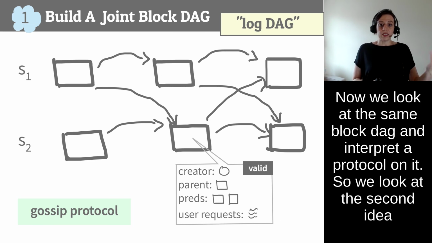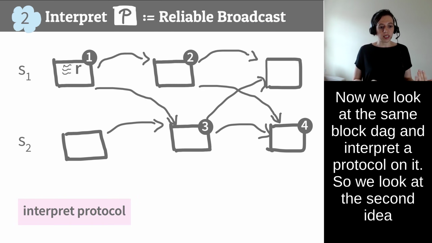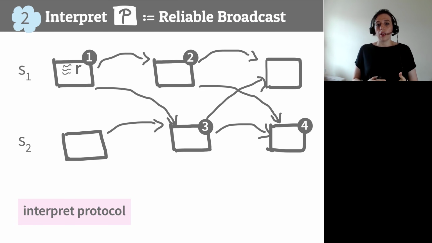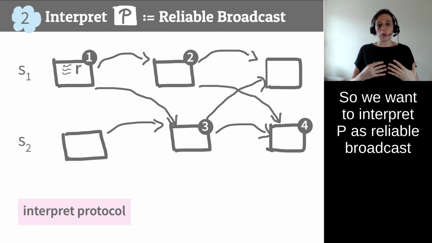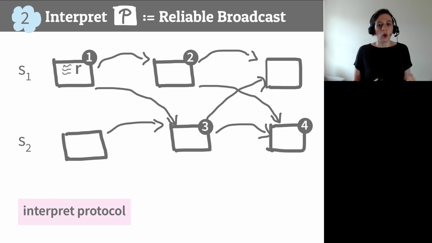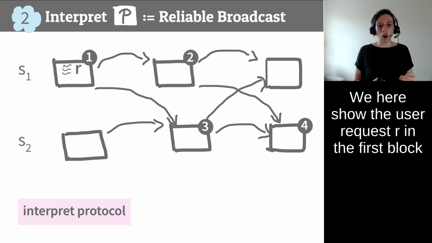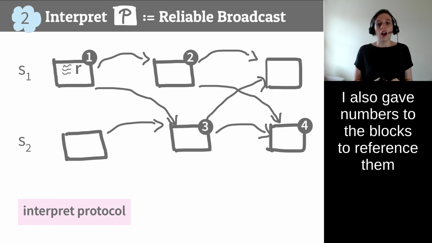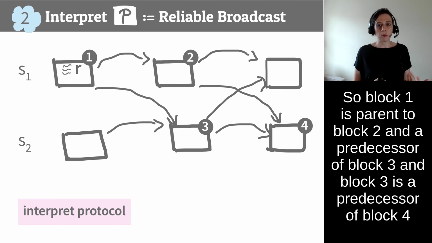Now we look at this same block DAG and interpret a protocol on it. So we look at the second idea. We want to interpret P as reliable broadcast. Recall that user requests were written directly into the block. We here show the user request R in the first block. I also gave numbers to the blocks to reference them. So block 1 is parent to block 2 and a predecessor of block 3, and block 3 is a predecessor of block 4.